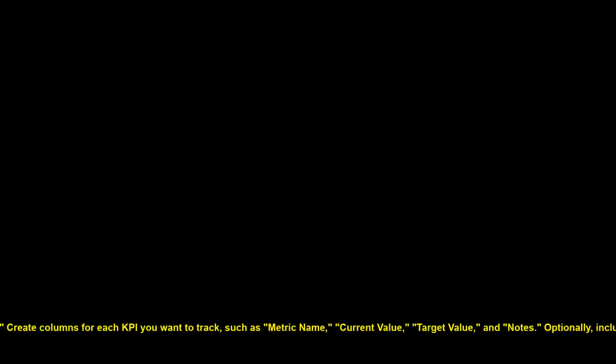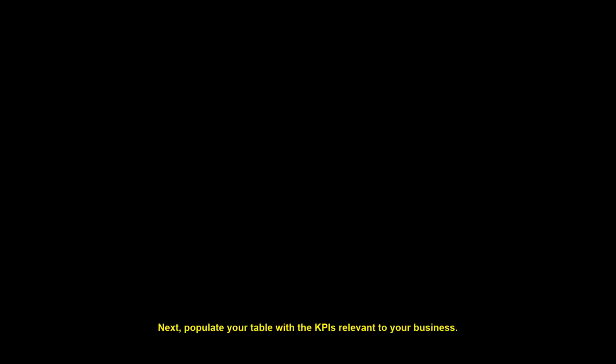Add a database by typing /database and selecting table. Create columns for each KPI you want to track, such as metric name. Next, populate your table with the KPIs relevant to your business.